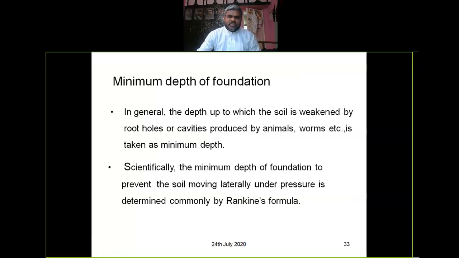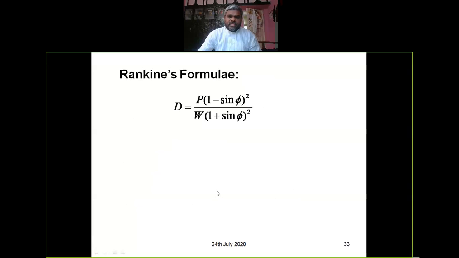So the minimum depth of the foundation is, in general, the depth up to which the soil is weakened by root holes or cavities produced by animals or worms, etc. Scientifically, the minimum depth of foundation to prevent the soil moving laterally under pressure is determined commonly by Rankine's formula.